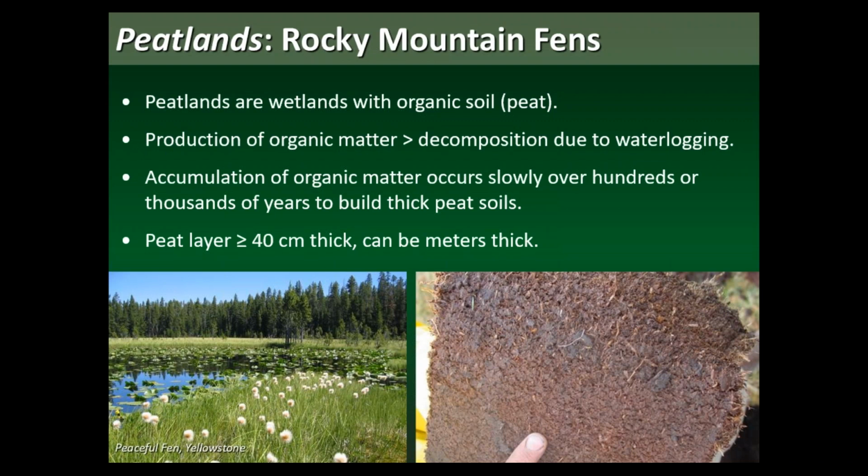As vegetation grows and dies back each year, it is only partially broken down and accumulates as organic matter. The process of accumulation occurs slowly over thousands of years to build thick peat soils. As a general rule, in order to be considered a peatland, a wetland must have a peat layer that is at least 40 centimeters thick, or roughly 16 inches. But peat can be meters thick. The picture on the right is a good example of a peat soil comprised mainly of partially decomposed sedges and roots. It's estimated that the peatlands in Colorado date back to the retreat of the last glaciation, nearly 10,000 years ago.